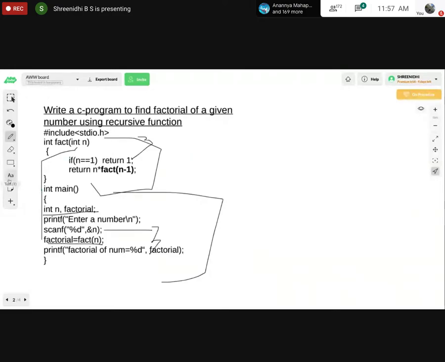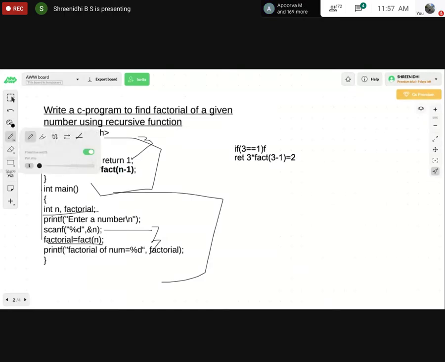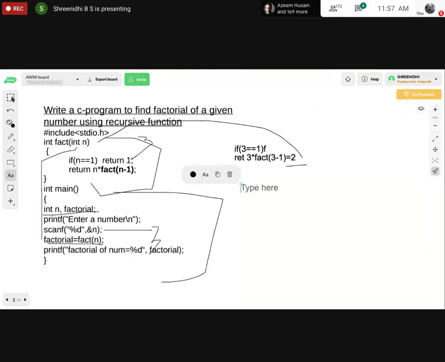So n is equal to 3 the first time. If n is 3, is it equal to 1? It will be false. False means it returns n, 3, into again fact of 3 minus 1. What's 3 minus 1 here? It will become 2. So again I am returning the same. Carefully here, again I am calling the same function. This 2 will be passed here. Again the same function I will call. Again the same thing, second time.